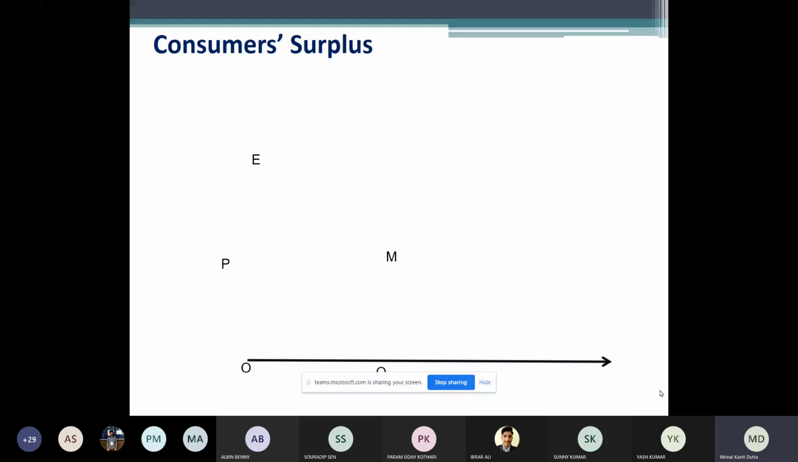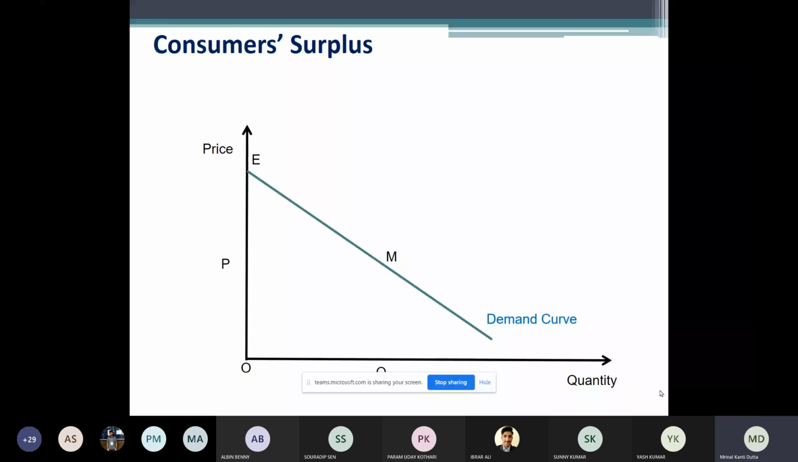So at point M, let us try to find out what the quantity demanded will be. Corresponding to M, there are two things. One is on the y-axis, which is the price. And at price P, the quantity demanded will be OQ. So that is the quantity demanded corresponding to this demand curve at point M.